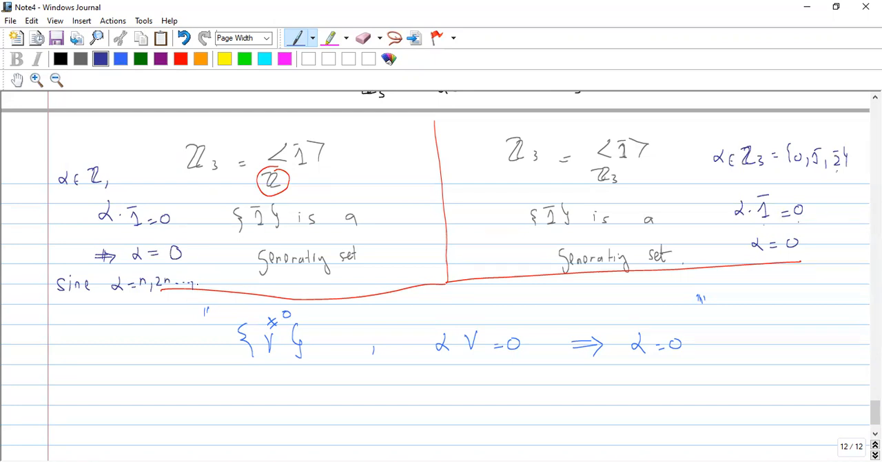So it means that it implies that this generating set is not a linearly independent set, and this generating set is also a linearly independent set.